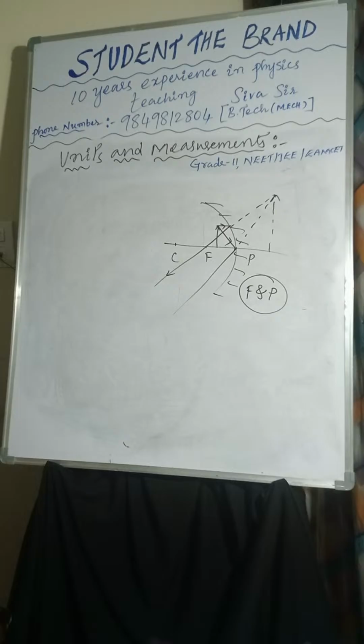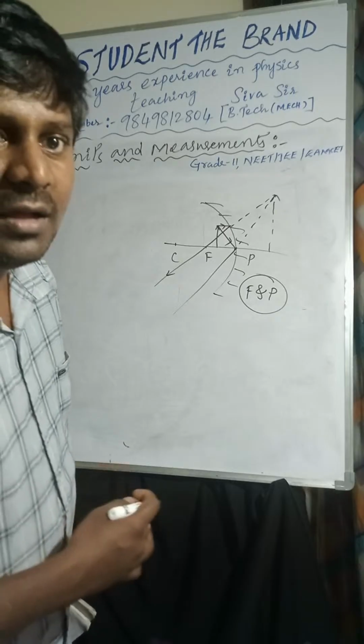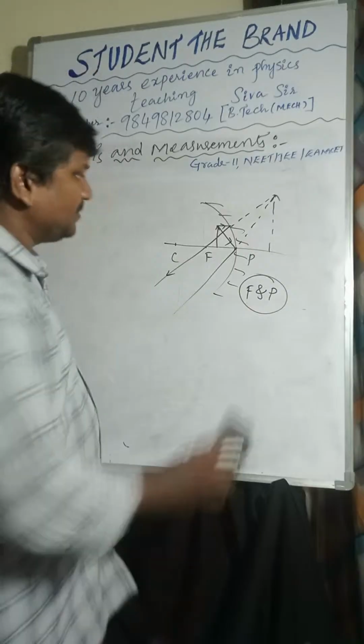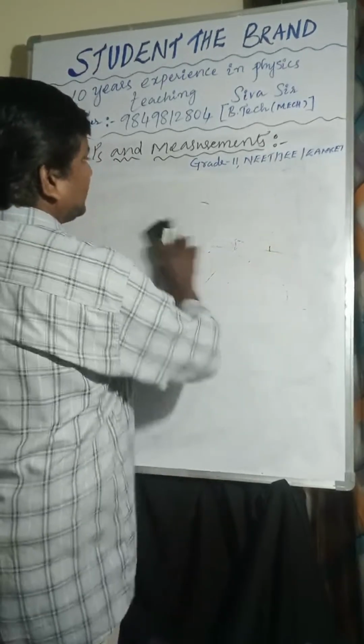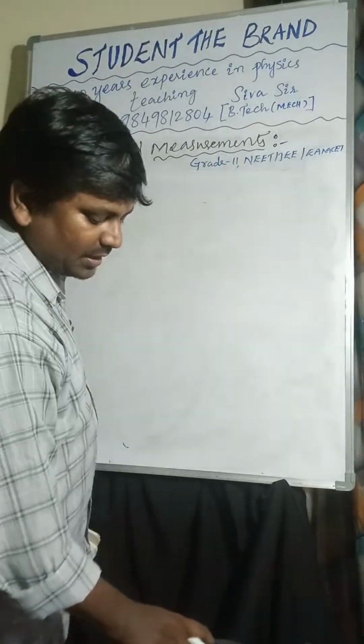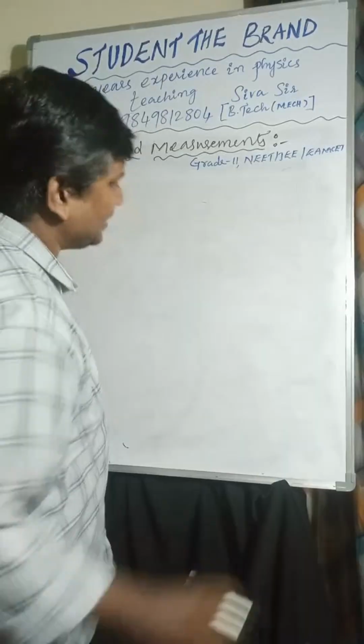Erect and diminished image. I hope it is clear to you all. So an erect and diminished image we will get in a convex mirror. Once again, an erect and enlarged image we will get in a concave mirror. An erect and diminished image we will get in a convex mirror.